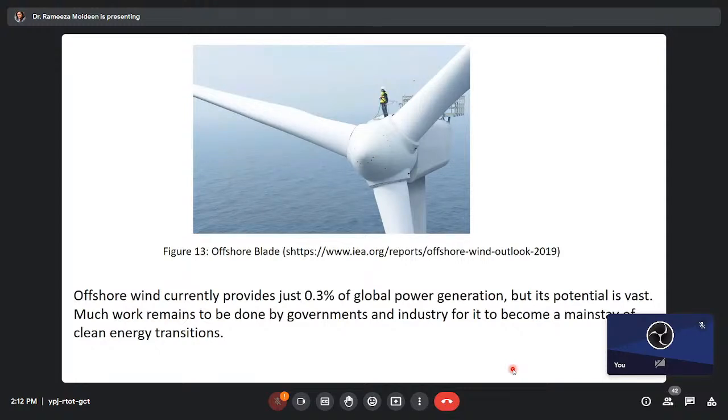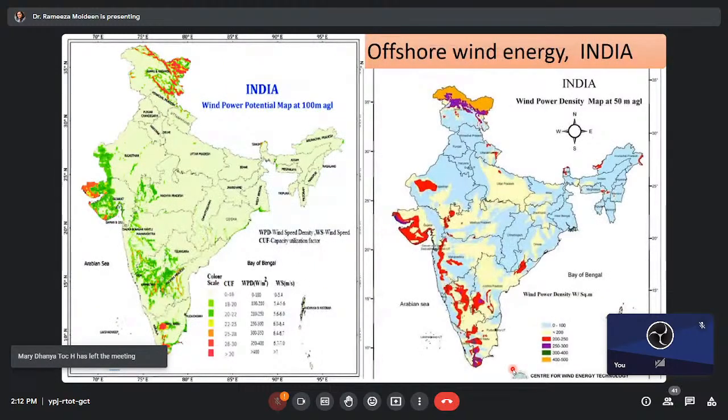Much investment is going into offshore, and even in India, so that we can move to a mainstay of clean energy transition. India is blessed with about 7,500 kilometers of coastline, so we can definitely have offshore wind energy. But we have to see the wave characteristics, the site condition, and where the wind will be available. So these are some of the things which we need to see.